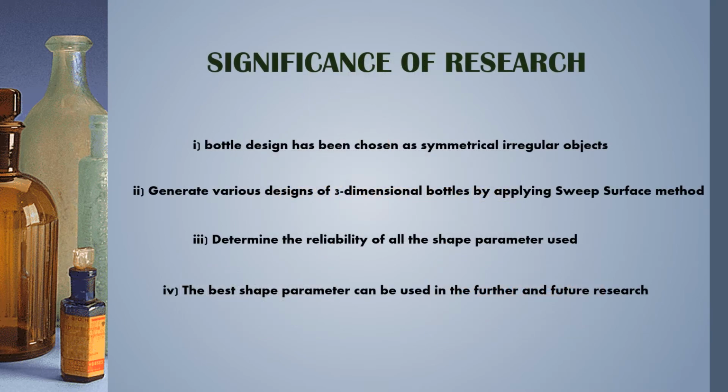Scope of research. Bottle design has been chosen as the symmetrical irregular object. The curve of the bottles is to be formed by using Lambda Mu B-spline with degree 4. By applying the technique of revolution in the sweep surface method, various designs of three-dimensional bottles can be generated. Moreover, different and suitable values of shape parameter are used in order to obtain the desired design. Then, analyzing the error will help to determine the reliability of all the shape parameters, in which the one with the least percentage error is considered the most accurate.